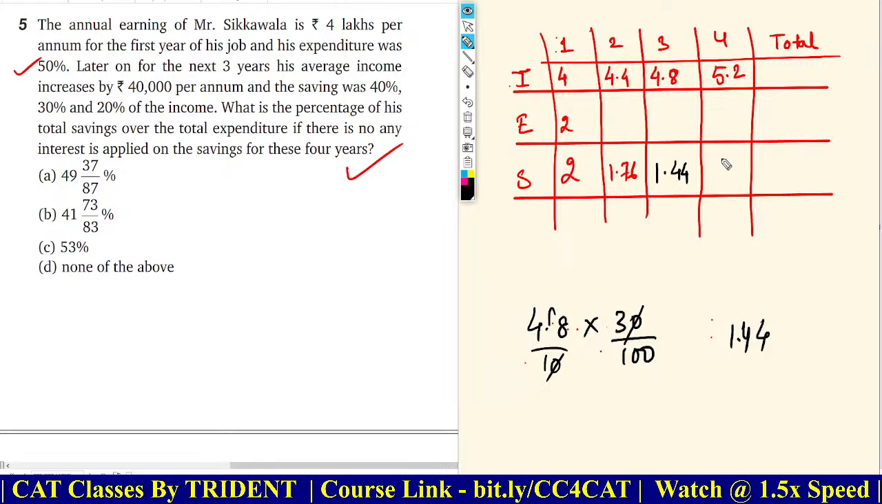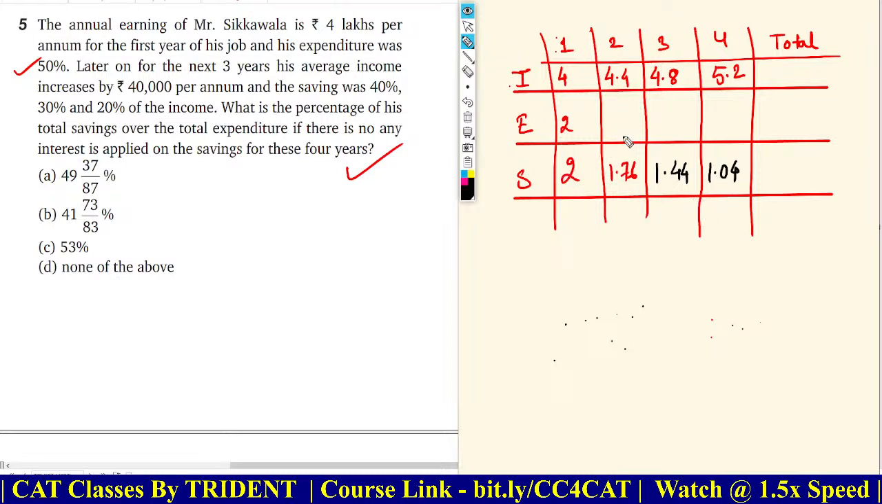And for the last one, it will be 5.2. Let's, okay, just a second. Yeah, so for the last one, it is going to be 20% of this. 10% is 0.52, so 20% of that will be 1.04. I hope that makes sense.